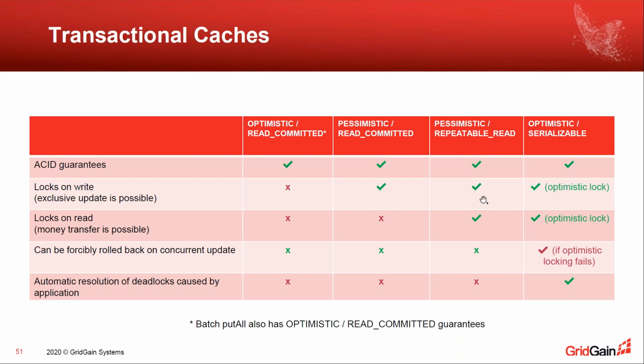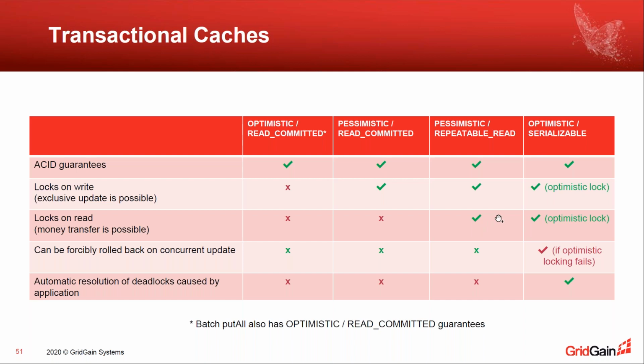Pessimistic repeatable read acquires direct pessimistic locks on every read and every write, and when a lock is acquired, no one else can read or write the corresponding key. Optimistic serializable transactions acquire only an optimistic lock. That means when you perform a read, for example, no lock is actually acquired on the primary node, but the client, along with the key and its value, reads the version of the entry which was visible to this transaction.